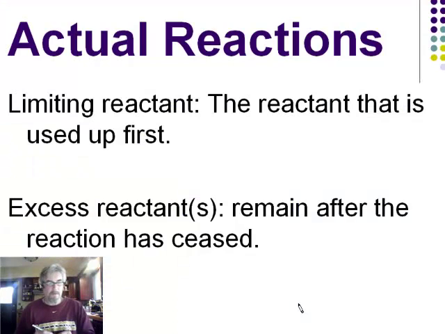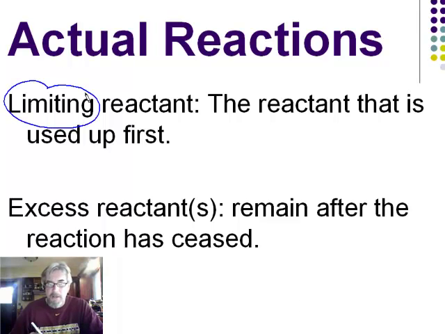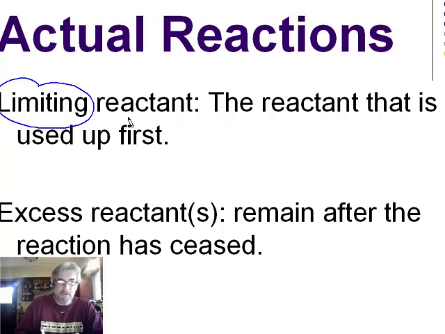When actual reactions take place, we have to deal with a few things that we haven't considered up until now. One is that, typically, unless things are really carefully planned out, you have one reactant that's going to get used up first. And when it's used up, you can't produce any more product. It's called the limiting reactant because it limits how much product can be produced.